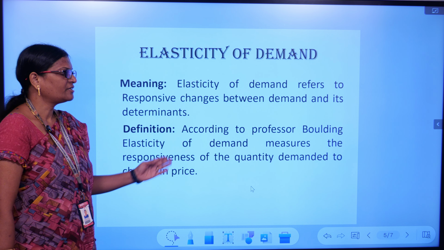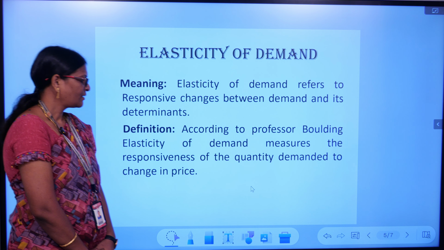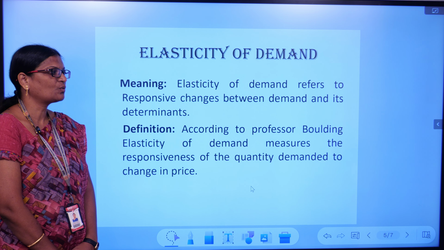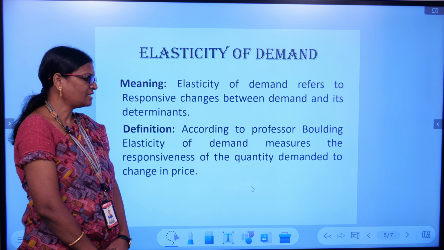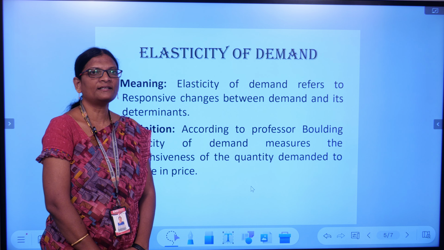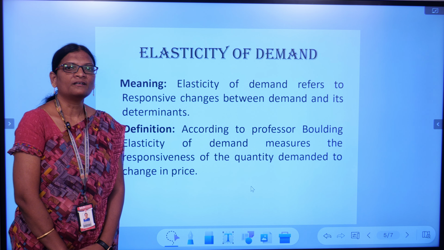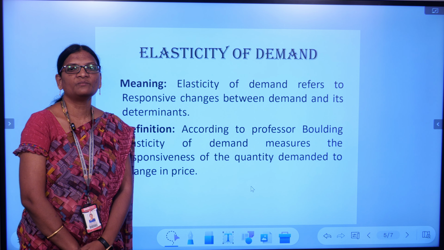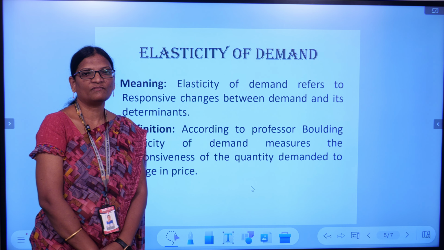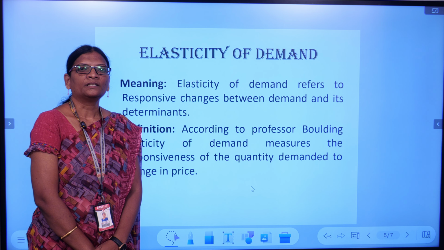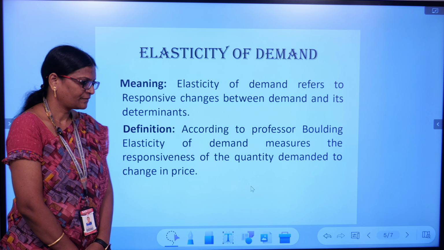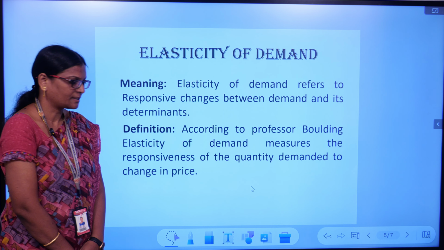When coming to the definition, according to Professor Boulding, elasticity of demand measures the responsiveness of the quantity demanded to changes in price. As I said earlier, we are going to measure the responsive changes or percentage changes between demand and its determinants of demand like price, income, advertising, substitution, all these determinants. That is called elasticity of demand.